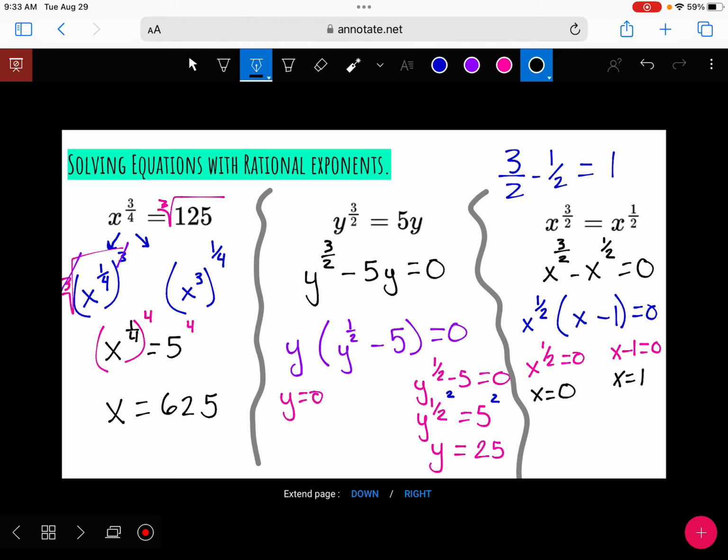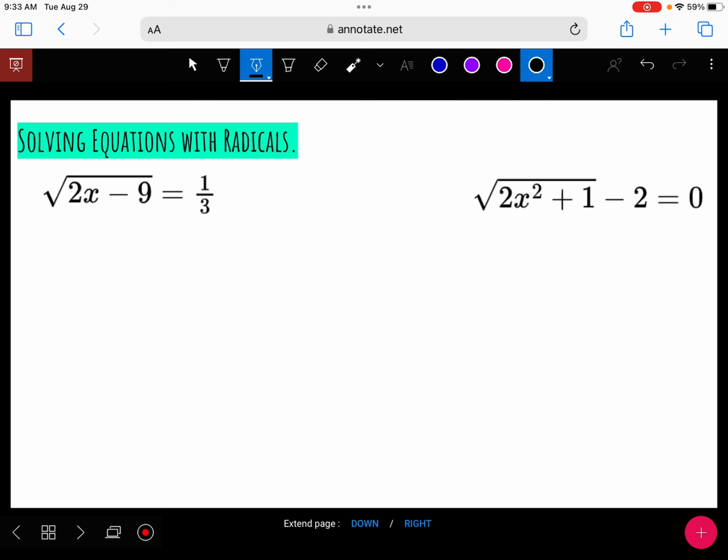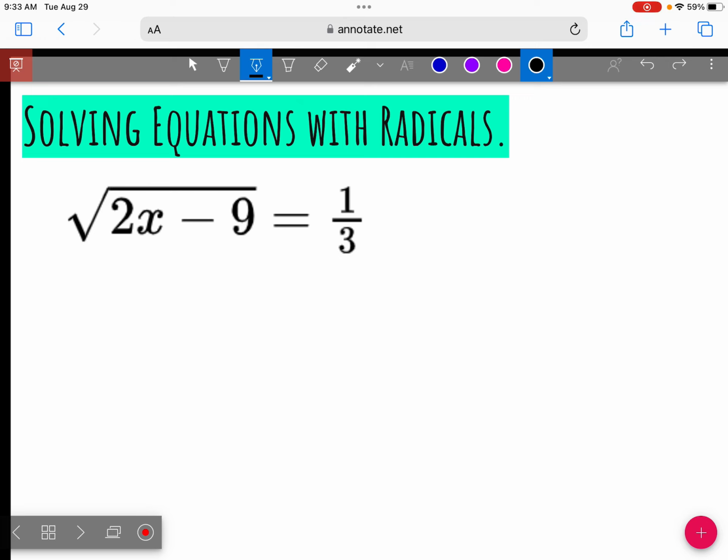Questions on these? Because we're taking these and we're going to kick them up a half notch. This is the last slide. This is the last one for today. So these two are the last ones, okay? So now they've got radicals in them instead of just fractional exponents. Yay!